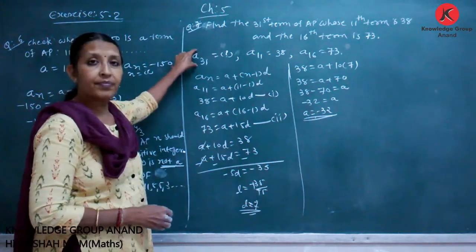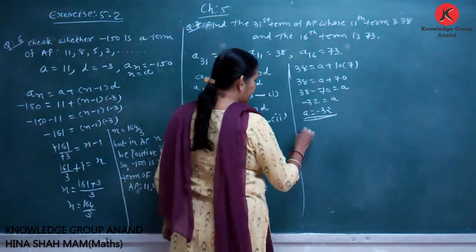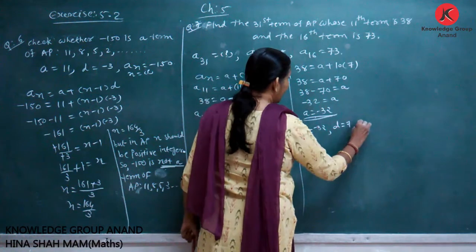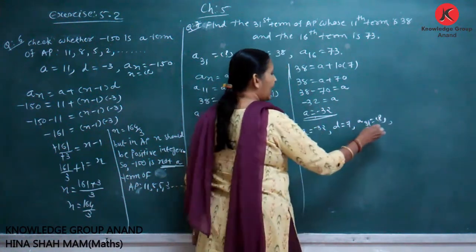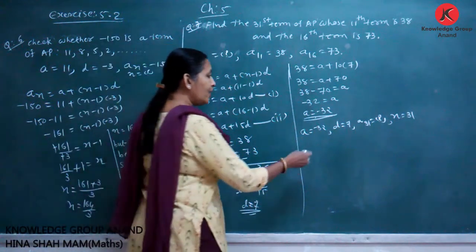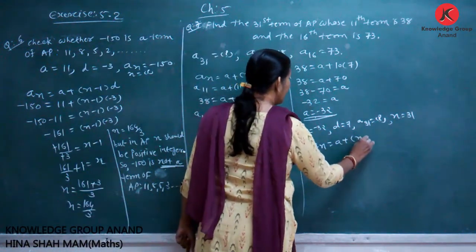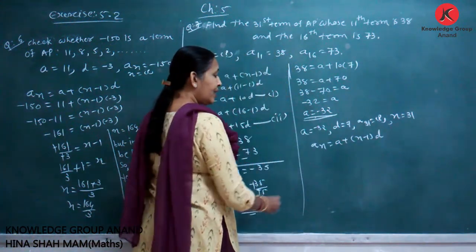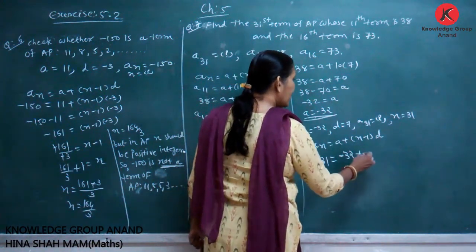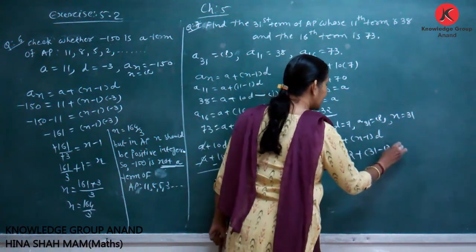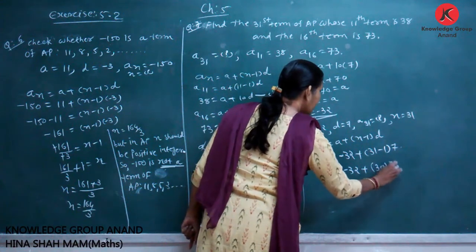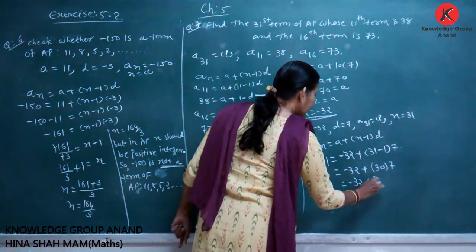Now find the 31st term, a31. a is equal to minus 32, d is equal to 7. To find a31, n is equal to 31. What is the formula? a_n is equal to a plus n minus 1 into d. Here a31 is equal to minus 32 plus 31 minus 1 into difference. Difference is equal to 7. It is equal to minus 32 plus 30 into 7.